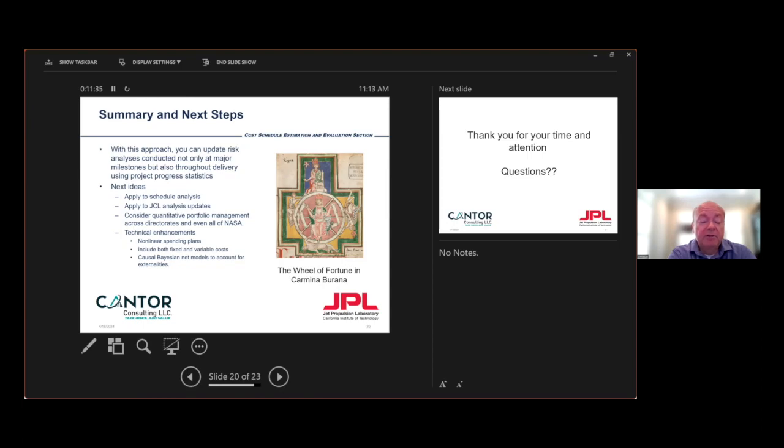The beauty of this also is it ties to the earned value data. And another thing is to look at quantitative portfolio management across all directorates. One of the issues with quantitative cost risk analysis is that typically we don't look at what the uncertainty is at the total portfolio level, across projects. Risk analyses tend to be done for specific projects, but not combined to look at a portfolio view, and that's very important.